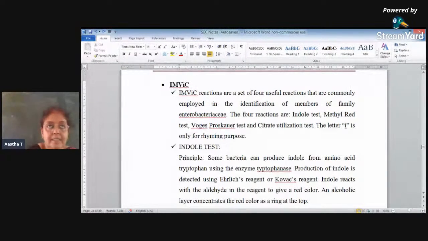First test is the indole test, second one, M, is the methyl red test, V is for the Voges-Proskauer test, and C is for the citrate utilization test. So these are the 4 tests: indole test, methyl red test, Voges-Proskauer test and citrate utilization test. Why are these used? They are used to detect the members of the Enterobacteriaceae family, those organisms which belong to the enteric group. The small i is used for creating some rhyme or sound.